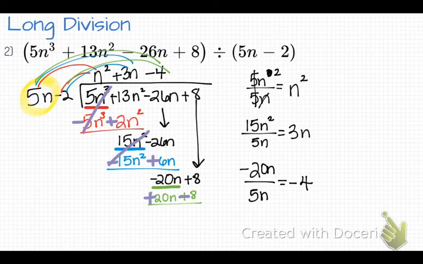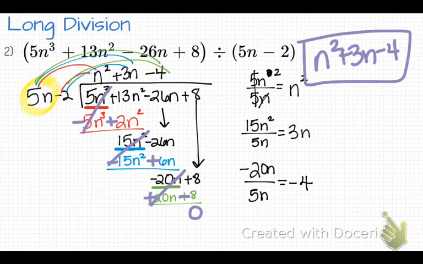So what's negative 20n plus 20n? 0. And what is 8 minus 8? 0. So do I have a remainder? No. So what's my final answer? Good. Does that make sense so far?